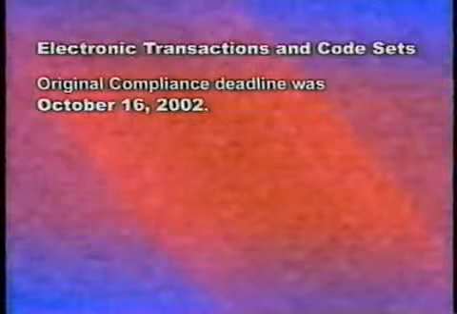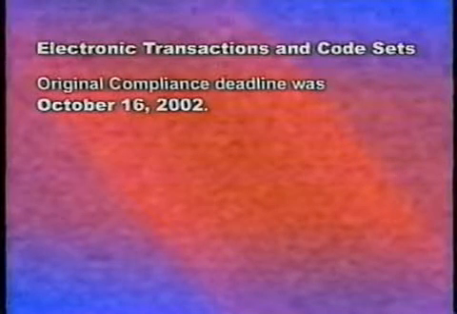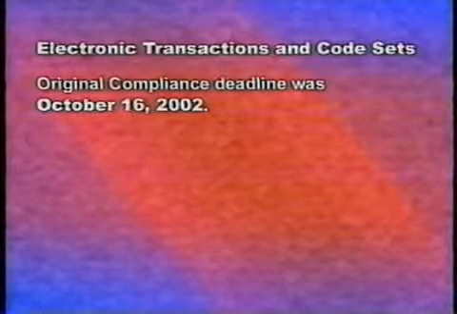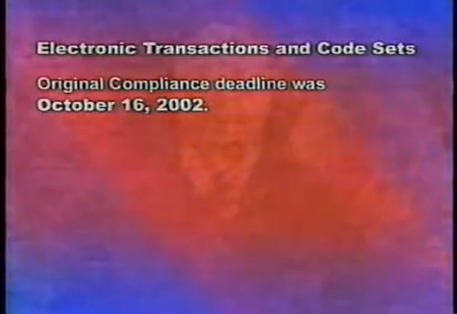The final rule for electronic transactions and code set standards was issued in August 2000. Compliance with this rule was required by October 16, 2002 for large health plans, healthcare providers, and healthcare clearinghouses.